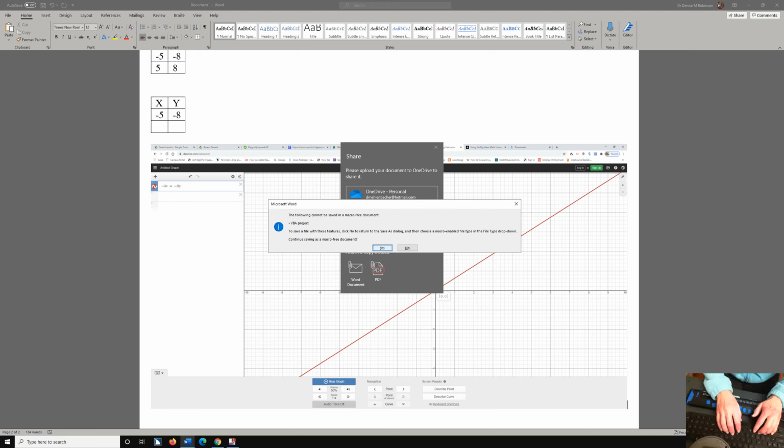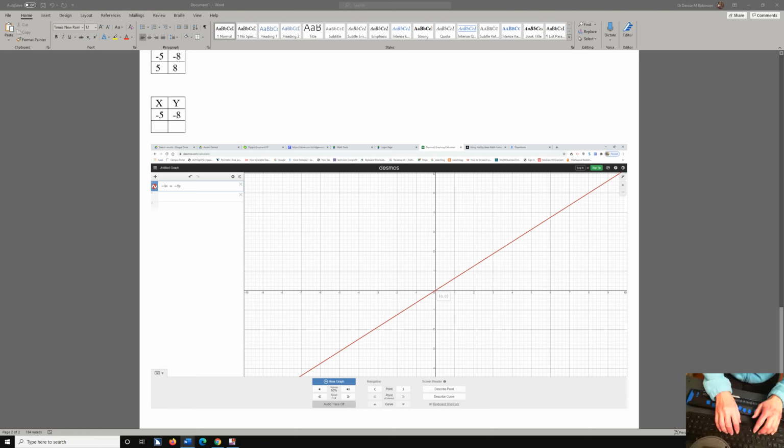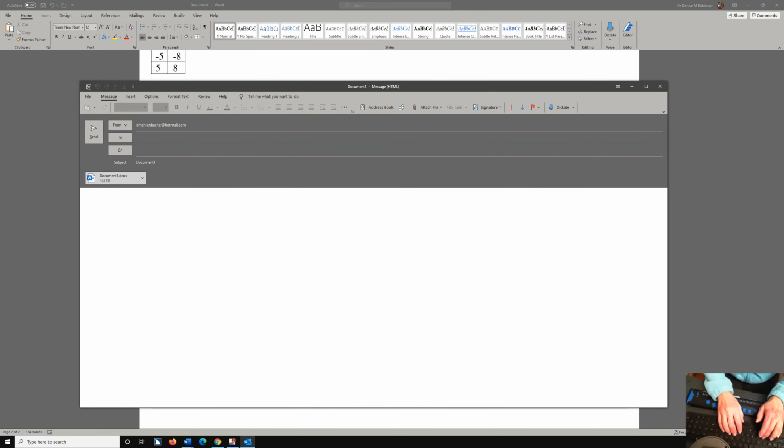The following cannot be saved in a macro-free document, bullet file project to save a file with space, document 1 dash Word, edit, page 2. Okay. My email document 1 dash message. And that's the teacher I want to send it to. CC edit, subject edit, document 1, type in text.